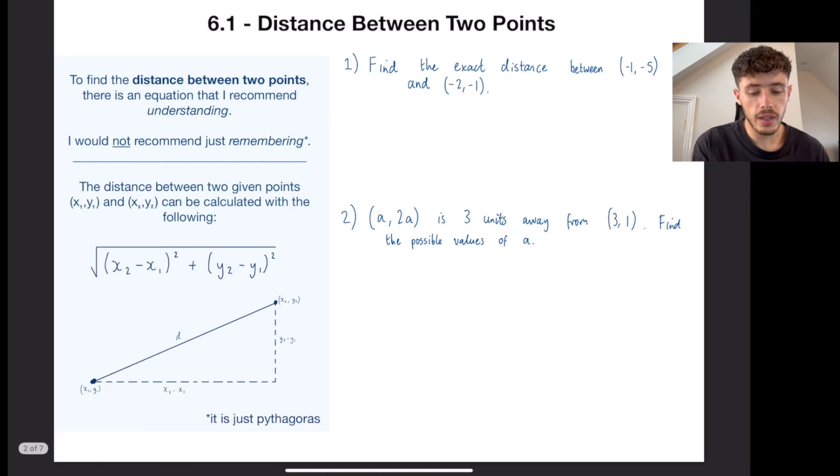Let's get into topic 6.1, the distance between 2 points. So first of all, to find the distance between 2 points, there is an equation that I recommend understanding. Now, I've been very careful with the way I've worded this because I wouldn't recommend just remembering it, because honestly it's a waste of your time. As you can see at the bottom, it is just Pythagoras, but written in a fancy way because you've got the difference between the coordinates within it. So let's just go straight into question number 1, and you will see exactly what I mean.